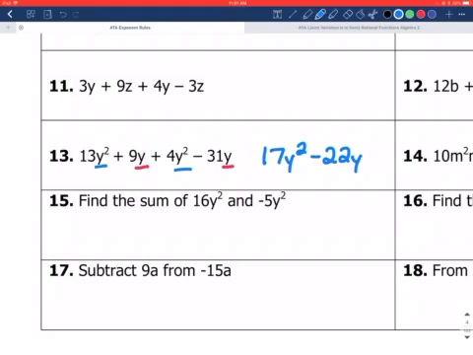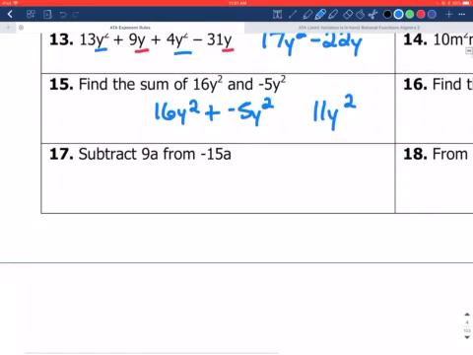So to find the sum of 16y squared and negative 5y, we're just going to add those together. 16y squared plus negative 5y squared, and that will give us 11y squared. And then subtract from, these are turnaround words, so we have negative 15a minus 9a. Those are the same sign, so we're going to combine those two. Take the sign of the bigger number, and again, a is just our power. We are not raising this to the second power or anything like that.